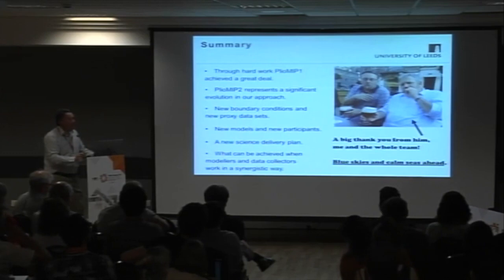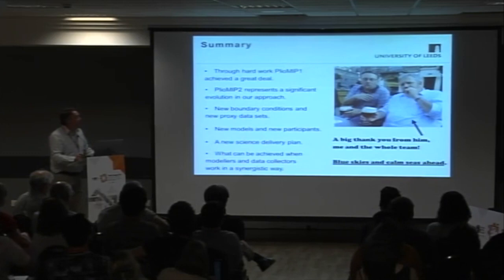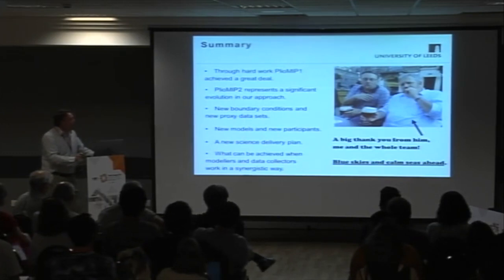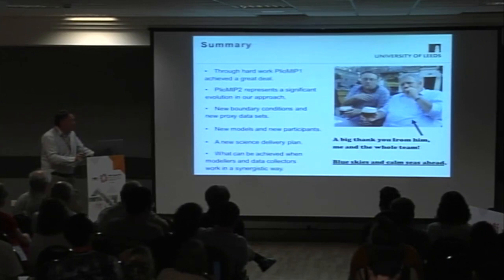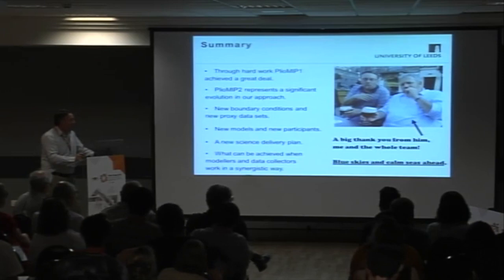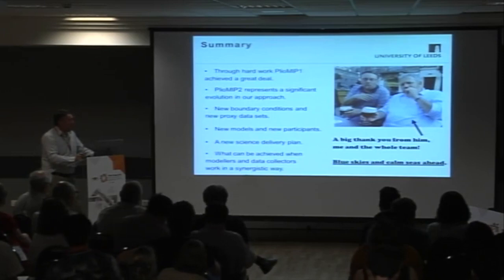Through a lot of hard work, we've all achieved a great deal in PLIMIP1. I think PLIMIP2 represents a significant evolution in our approach in terms of the modeling and the data that's been done. New boundary conditions and new proxy data sets, new models and new participants, a new science delivery plan. And I think it really does show what can be done when you have modelers and data collectors working in a very synergistic way. And I think things are going very well.